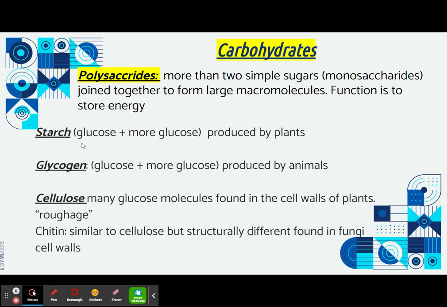So starch is glucose plus more glucose, produced by plants. This is how plants store their energy. In animals, we store energy as glucose plus more glucose, produced by animals. And then cellulose is just a bunch of glucose molecules in a different structure, and they make the cell walls of plants. We term this kind of roughage. Cellulose, we don't really digest it.